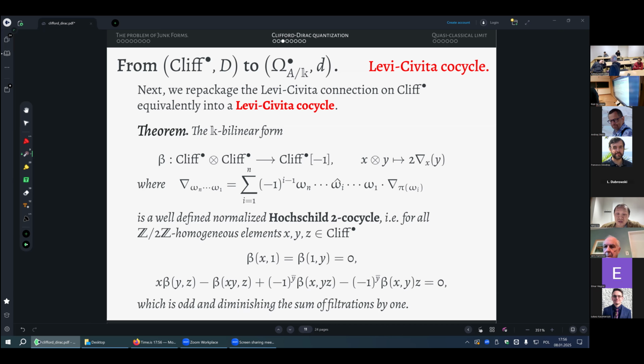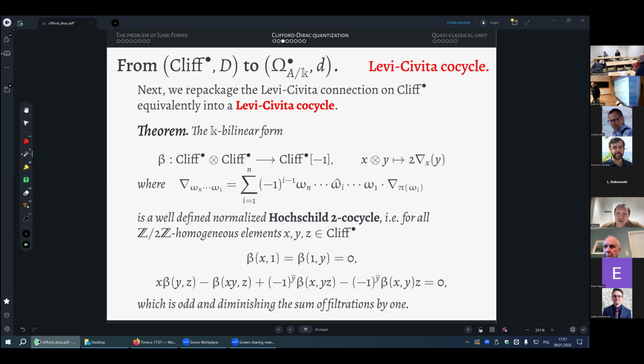Okay. So this is not an algebra map. This identification of differential forms with the Clifford algebra is a vector map, a linear space map only.